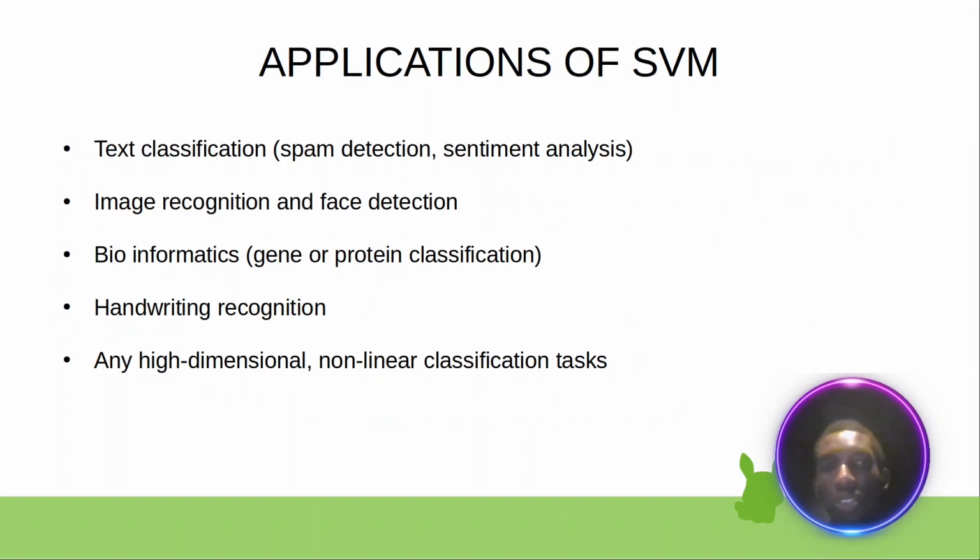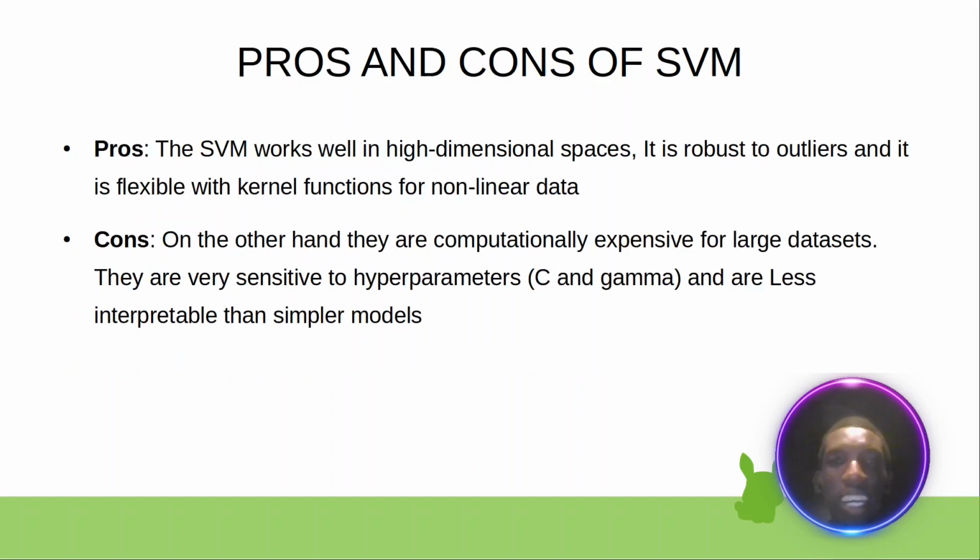So applications of SVM, we use them in text classification. Like I talked about the margins, we just expand on the margins to be able to know the difference. We use it in image recognition where the margins are tight, bioinformatics, handwriting recognition, and so on. Then it has its pros and cons as well. As you can see here, it works well with high dimensional spaces, and also some set of cons.